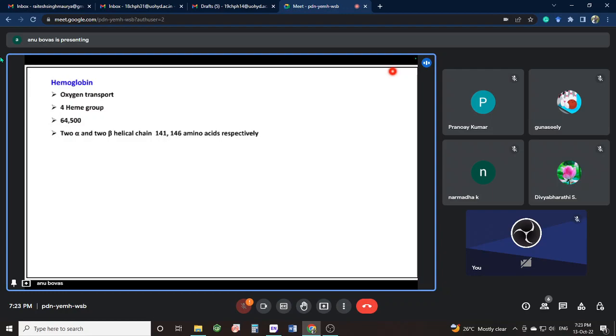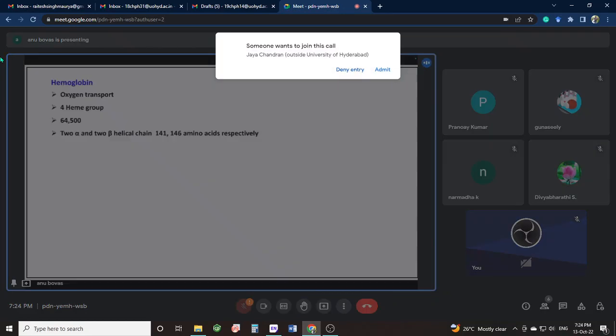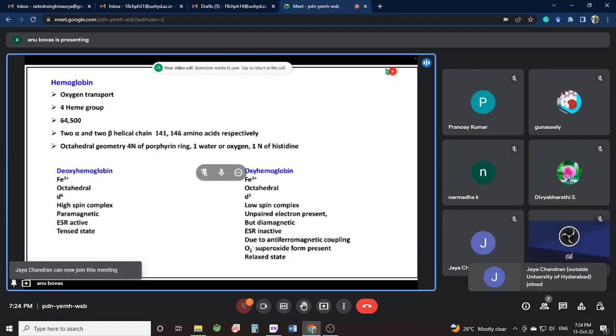So please note this, the molecular weight is 64,500, 2 alpha, 2 beta, 141, 146 amino acids are present. And now the geometry is octahedral. Now we will learn about the difference between deoxyhemoglobin and oxyhemoglobin.